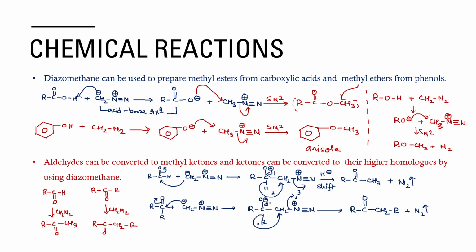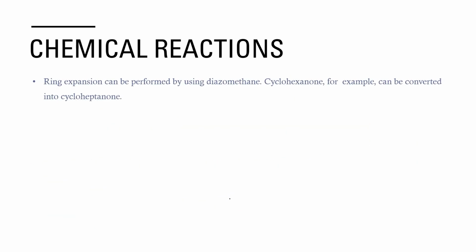OK? Let's look at the next chemical reaction. The next chemical reaction is ring expansion. Ring expansion can be performed using diazomethane. For example, if you have taken cyclohexanone, you can make cycloheptanone. If you have taken cyclopentanone, then you can convert it into cyclohexanone. What is the method? It is quite a simple reaction. So this is your cyclohexanone. This is made to react with CH2N2.